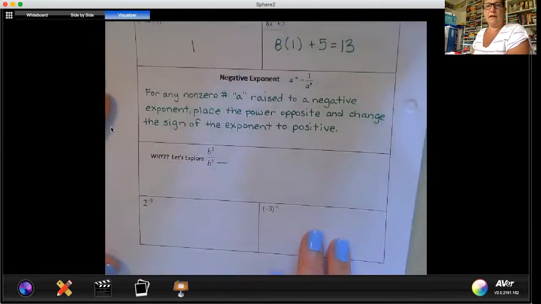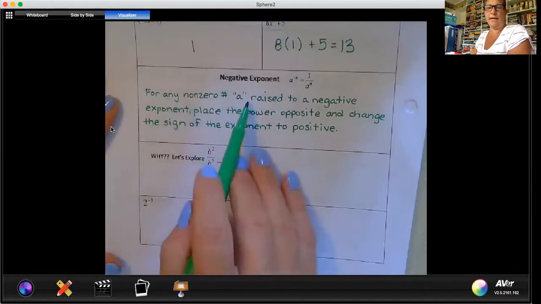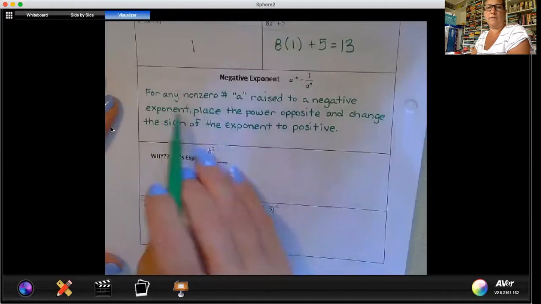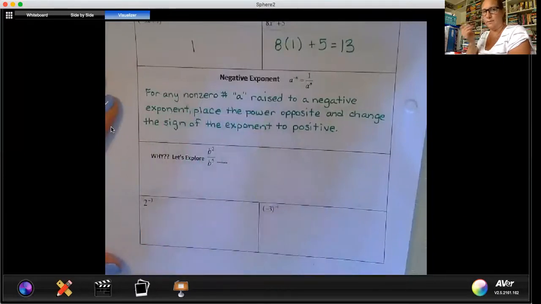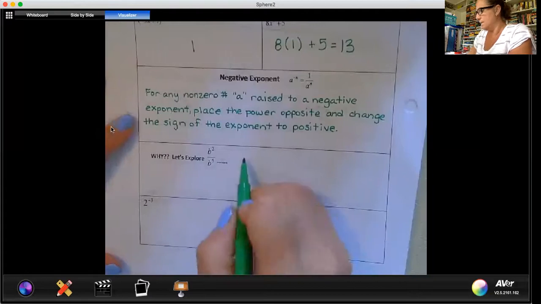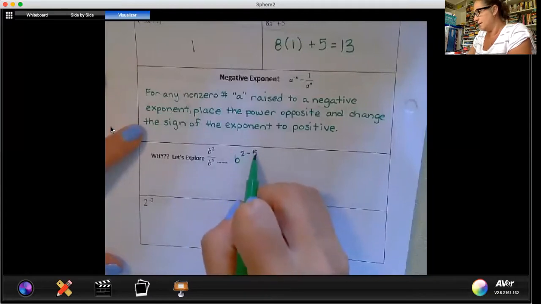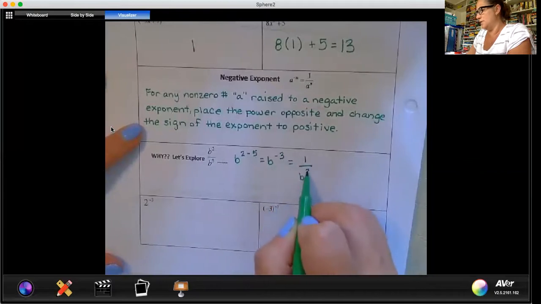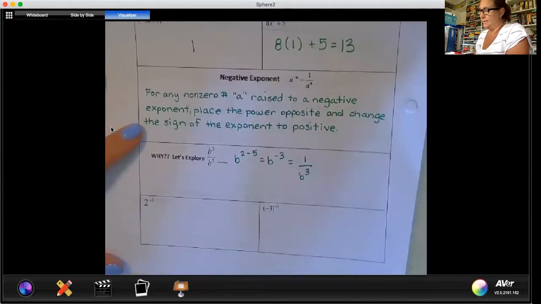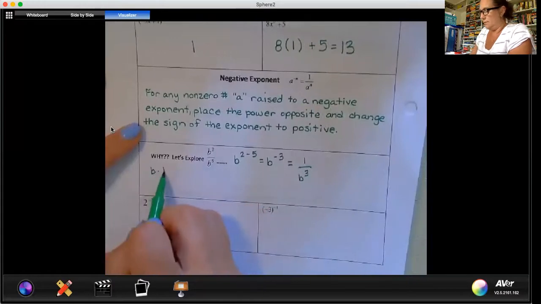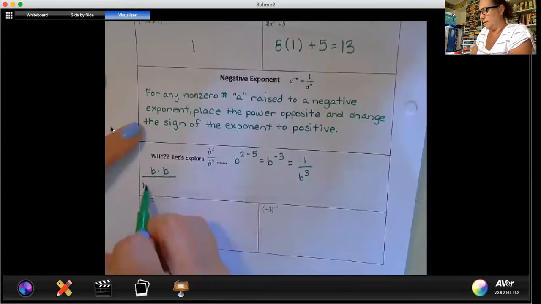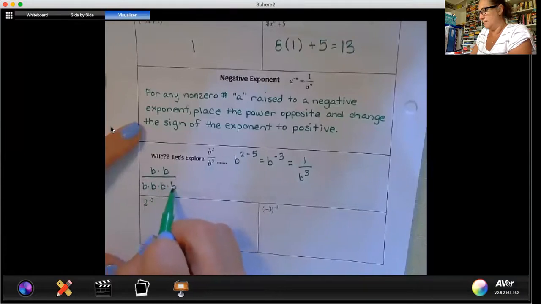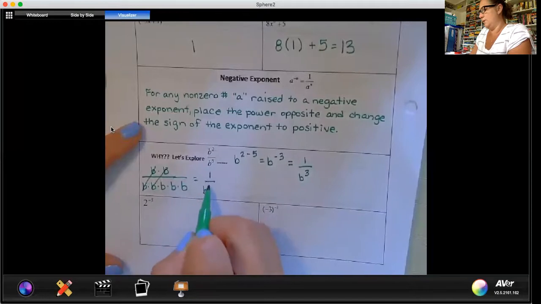You will hear me say this a lot for negative exponents. Move it opposite and change the sign. For any non-zero number a raised to a negative exponent, place the power opposite and change the sign of the exponent to positive. This is why that works. So b to the 2 minus 5 is b to the negative 3. Move it opposite, change the sign. Why does that work? You have two b's on top and you have 5 on the bottom, and they cancel each other out, and you get 1 over b to the 3rd.